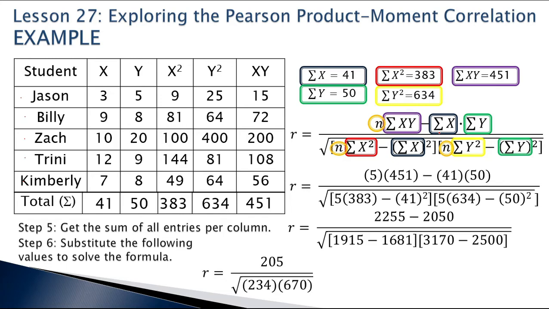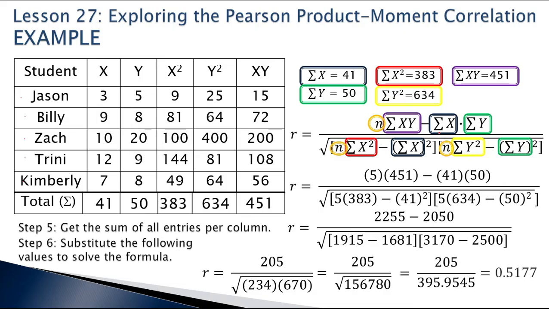And kapag kinompute natin, magiging ganito yan. 205 over the square root of 234 times 670. Therefore, pag kinompute natin yan, magiging 205 over square root of 156,780. So, kapag dinivide na natin siya, magiging equal siya sa 0.5177. So, ano yung 0.5177? Yan ang ating Pearson product moment correlation coefficient. Yan dyan equal yung R natin.